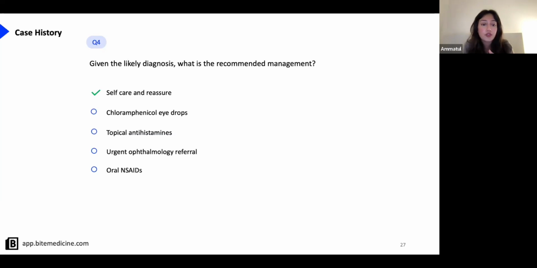Urgent ophthalmology referral would not be appropriate in this case because conjunctivitis is not a vision-threatening condition, and it can be resolved at home. Oral NSAIDs are typically used in scleritis to manage uveal inflammation, and this would not be required in viral conjunctivitis because it does not affect the uvea.